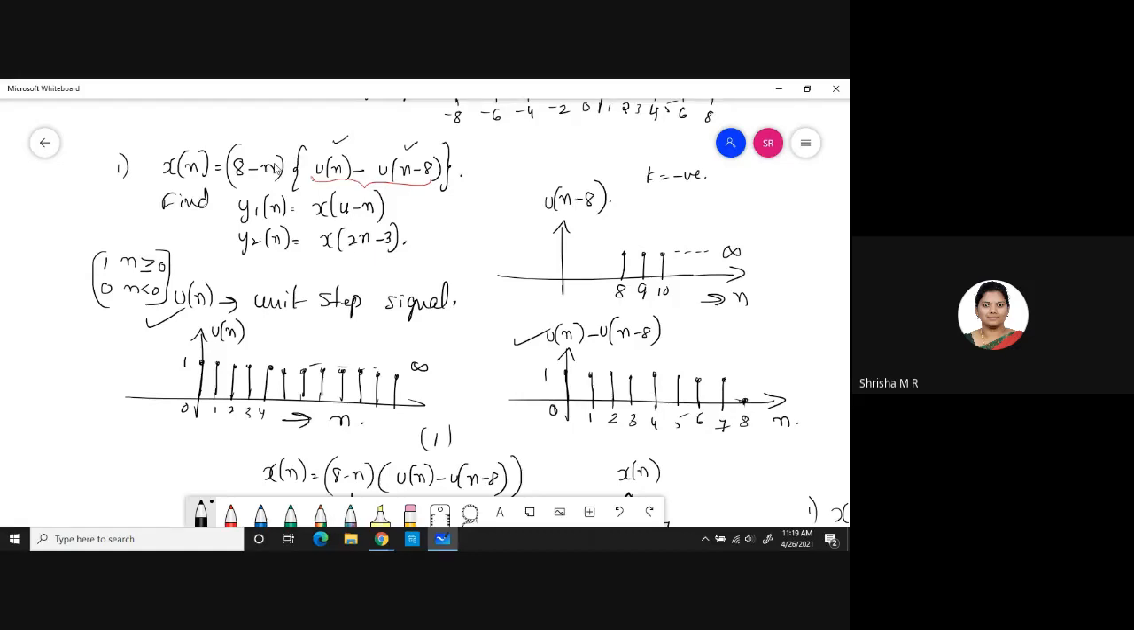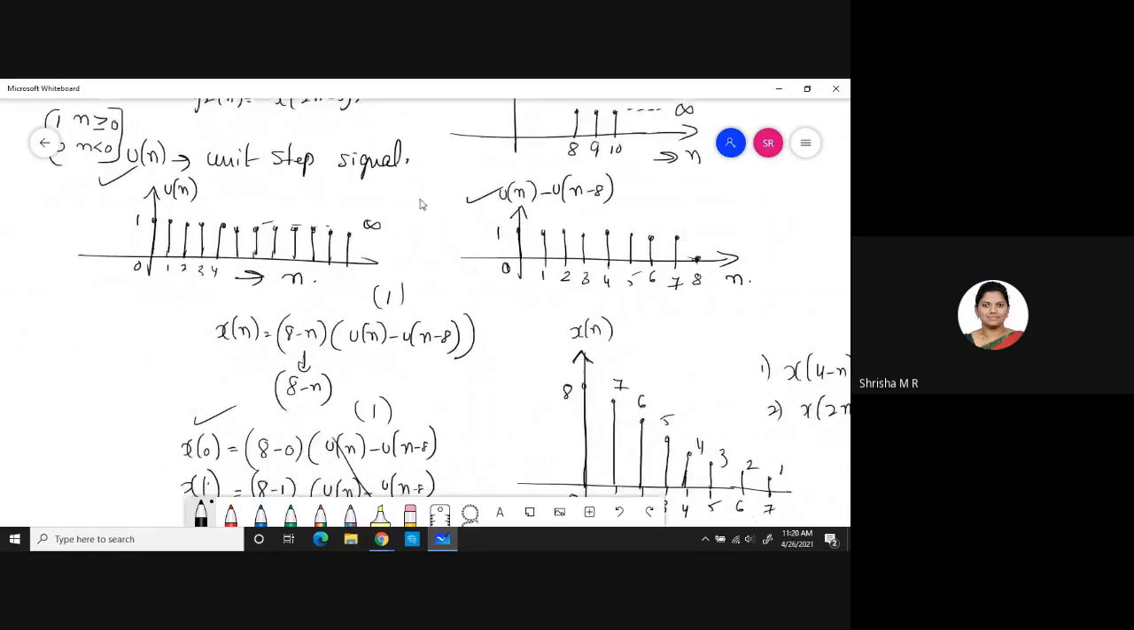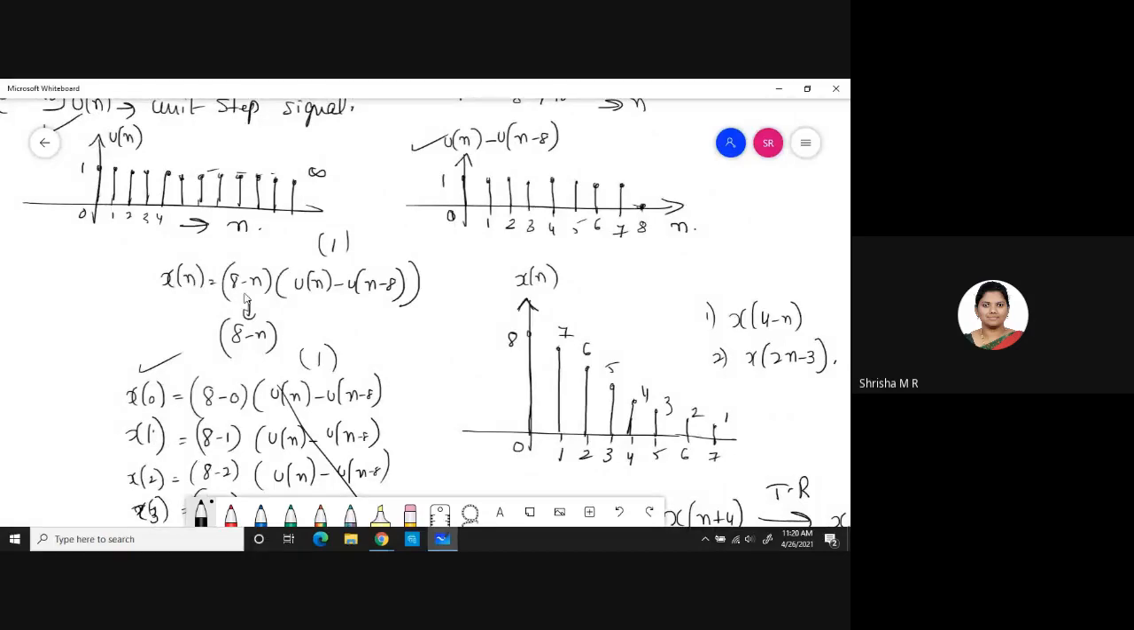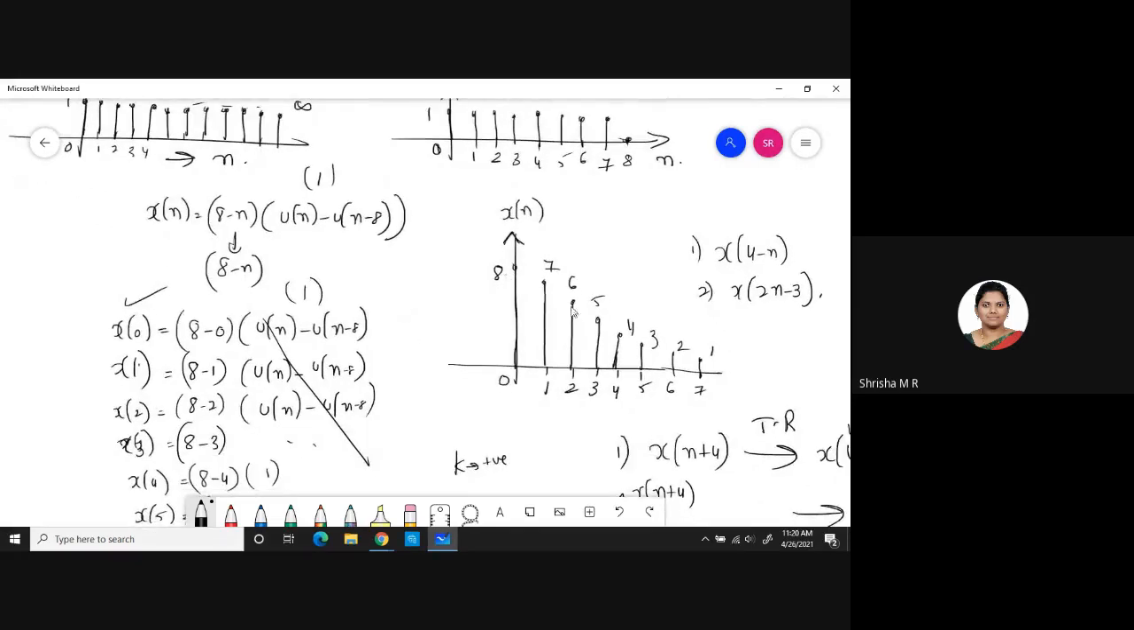The second part is you have to multiply. You have a multiplying factor 8 minus n with the signal u of n minus u of n minus 8. What does 8 minus n mean? At n equal to 0, you have 8 into 1, that is 8. At n equal to 1, you have 8 minus 1 into 1, which is nothing but 7. So here you have amplitude 1 from u of n minus u of n minus 8, so 1 into this amplifying factor. Similarly, you will get 8, 7, 6, 5, 4, 3, 2, 1 up to 7.